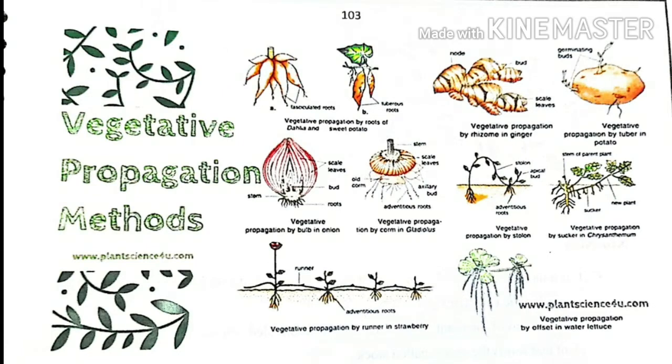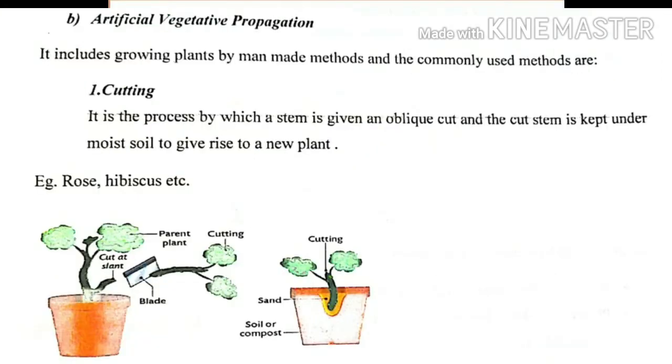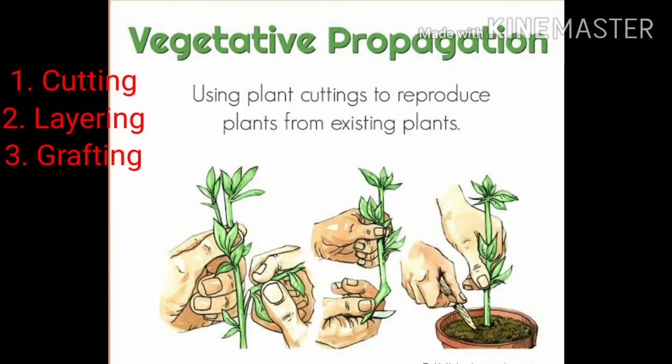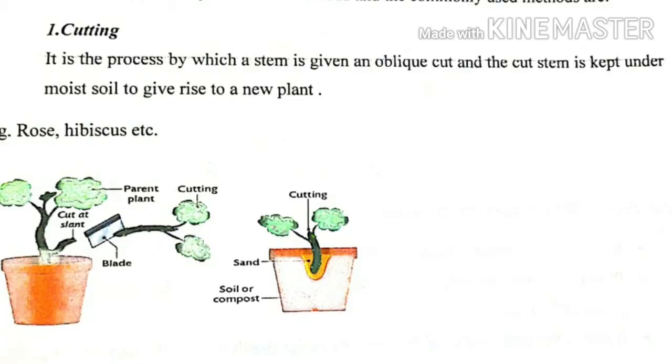The next one is known as artificial vegetative propagation. This includes growing of plants by man-made methods or techniques, and the commonly used methods are usually of three types: cutting, layering, and the last one, grafting. So there are three types of artificial vegetative propagation made by man: cutting, layering, and grafting. First let us move on to the first method, which is known as cutting.